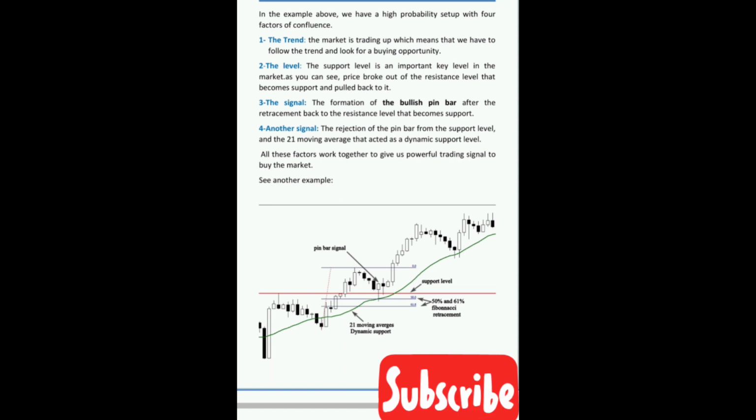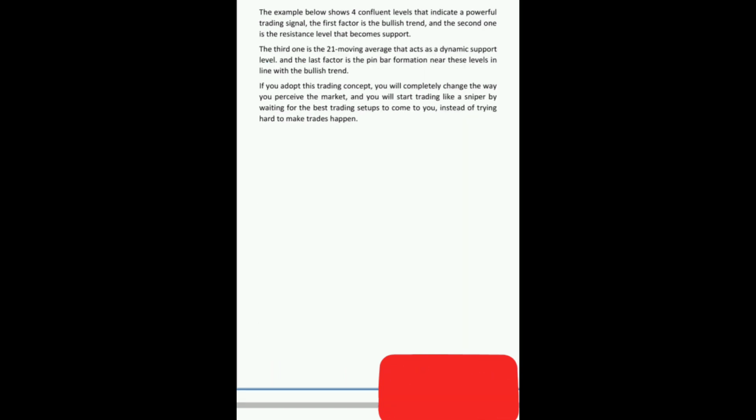See another example. The example below shows 4 confluent levels that indicate a powerful trading signal. The first factor is the bullish trend, and the second one is the resistance level that becomes support. The third one is the 21 moving average that acts as a dynamic support level, and the last factor is the pin bar formation near these levels in line with the bullish trend.